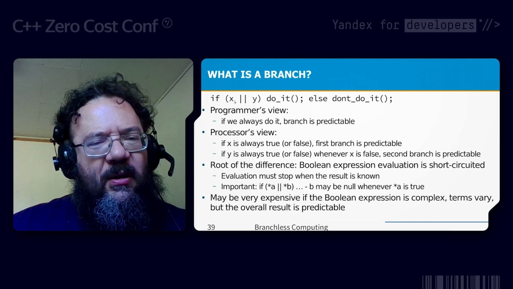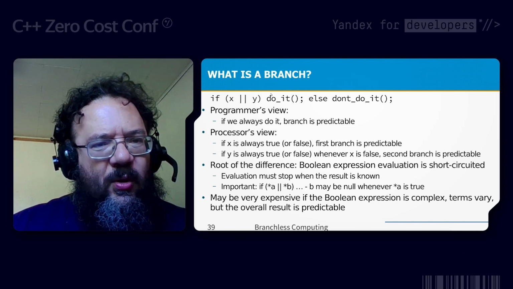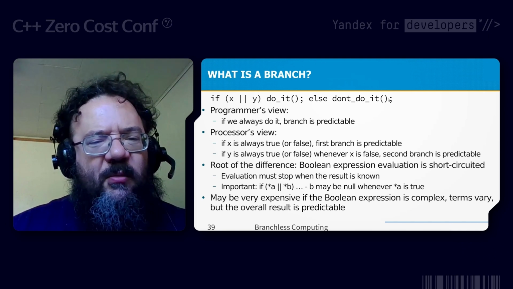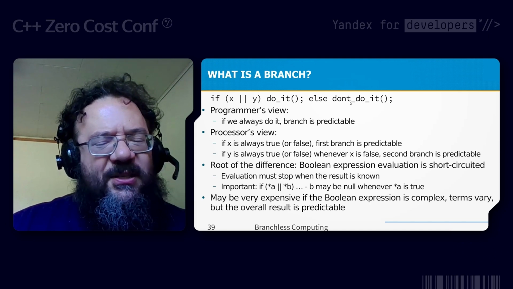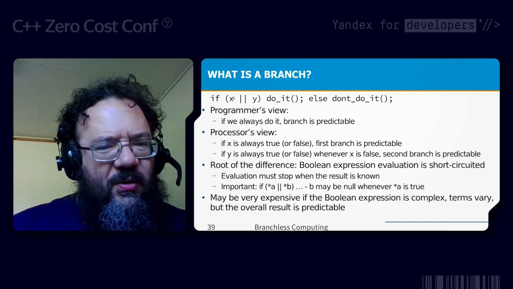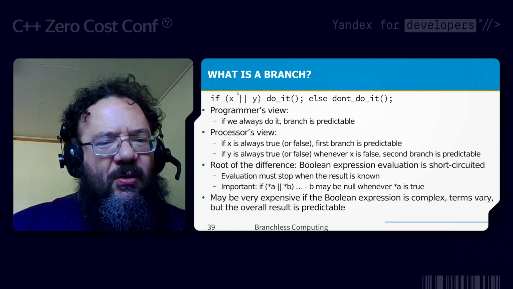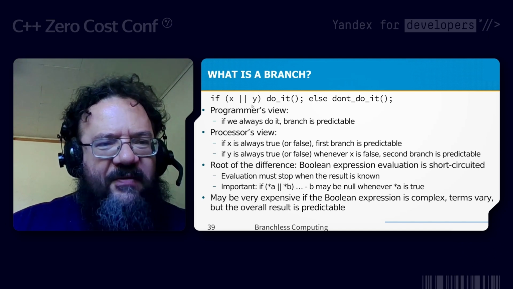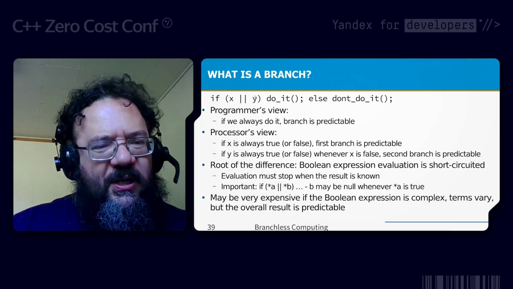And what does the programmer think? Programmer thinks, if we always end up here, then it's a predictable branch. If we always end up here, then it's a predictable branch. And if we don't know, then it's not a predictable branch. But that's not how the processor views it. The processor views it like this. If X is always true, it's a predictable branch. If X is always false, but y is always true, it's a predictable branch. If sometimes x is true and sometimes y is true, it's not a predictable branch.